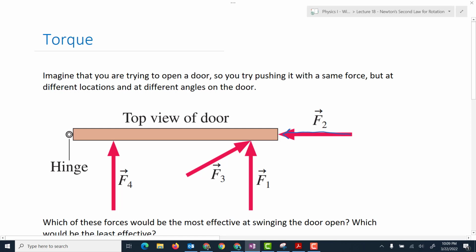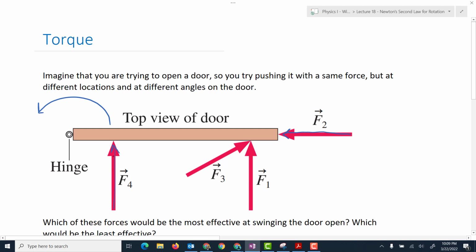What about F4? So this force over here, now the magnitudes of all the forces are the same, but the locations and the angles that they're at are all different. So F4, what's going to happen to the door? You push the door over here with F4, it's going to cause it to rotate in this direction. So that's the counterclockwise direction.